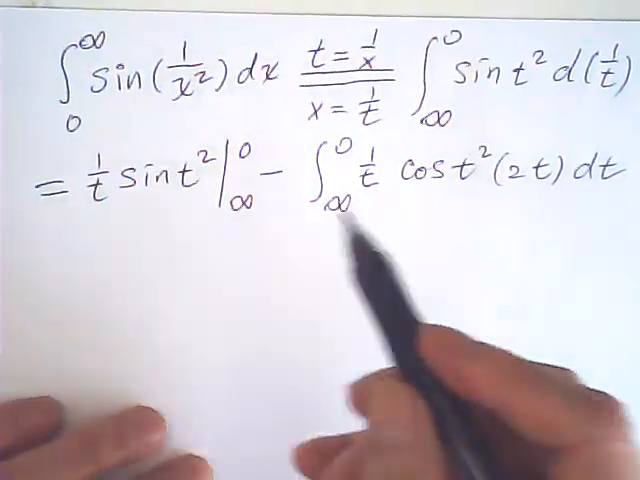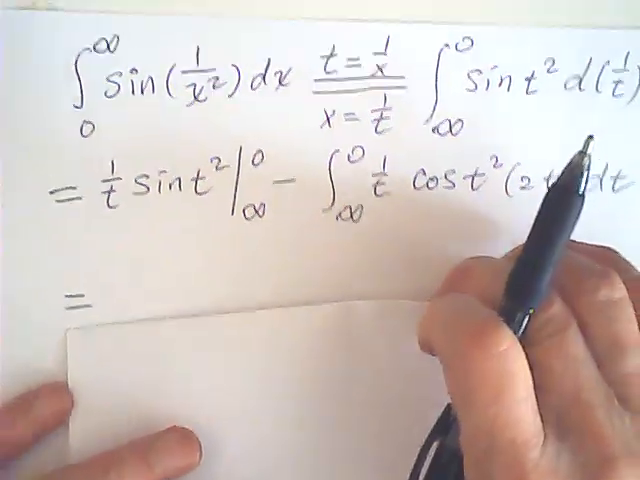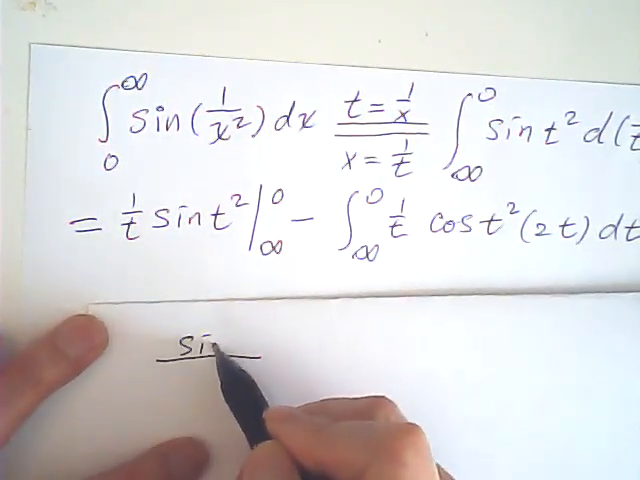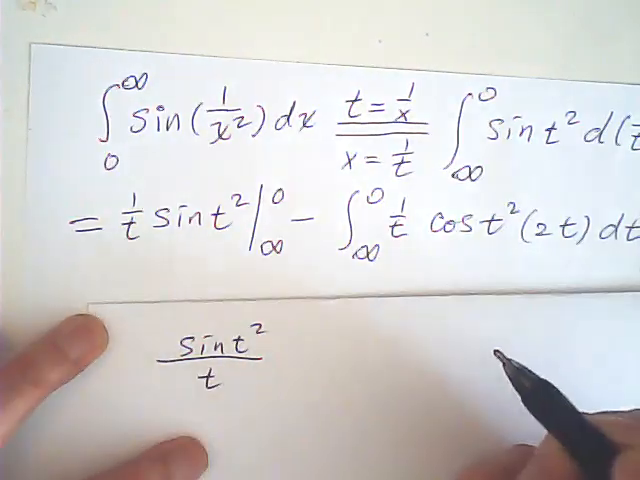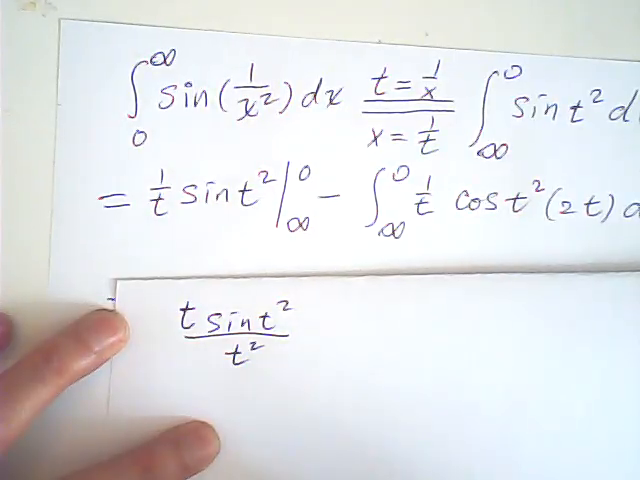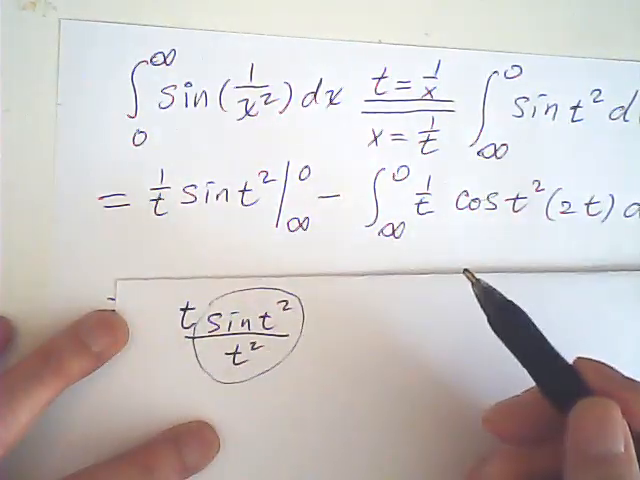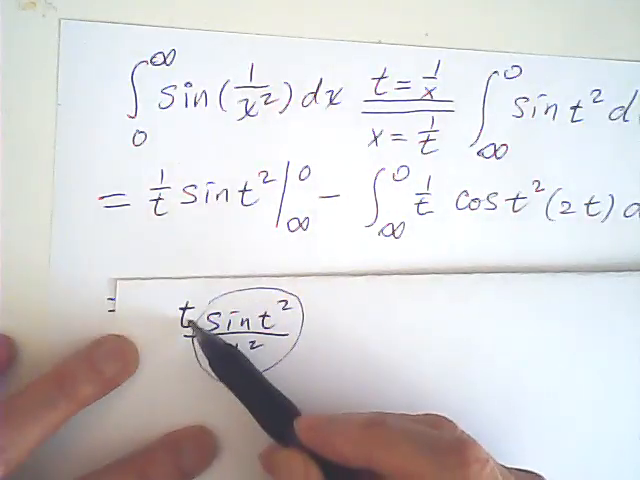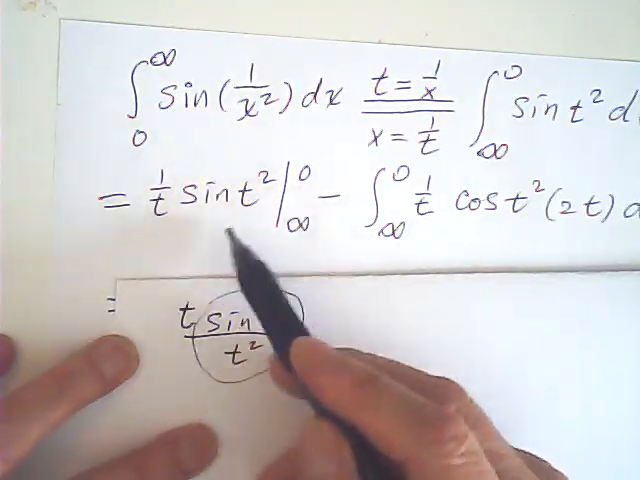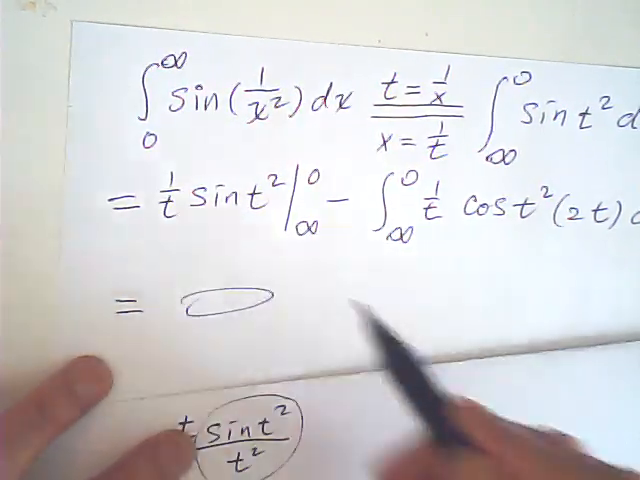Yeah. This one, sine t squared over t, I can multiply t and t squared, isn't it? When t squared goes to 0, this limit is going to 1. And this goes to 0. So when t goes to 0, this goes to 0. When t goes to infinity, that's a 0. So the whole thing is a 0.